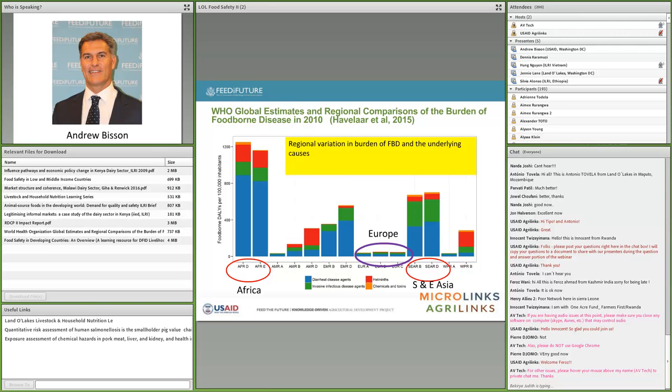The second point is to note that the distribution of different causes of foodborne disease varies quite markedly between the regions. So diarrheal diseases predominate, the blue on this chart, particularly in Africa. But in other regions, helminth parasites, the red in the West Pacific and some of the Americas, the helminth parasites can be more of a bigger problem.